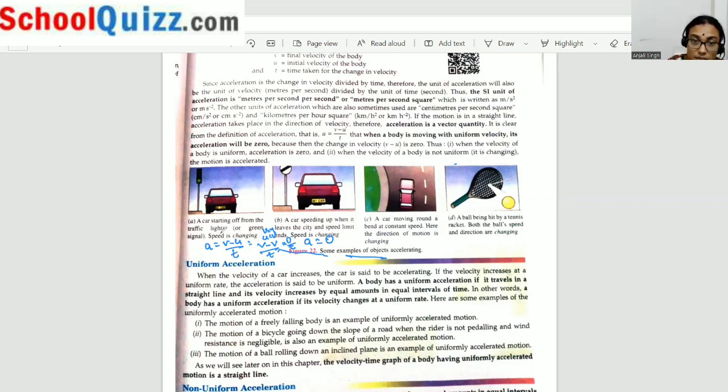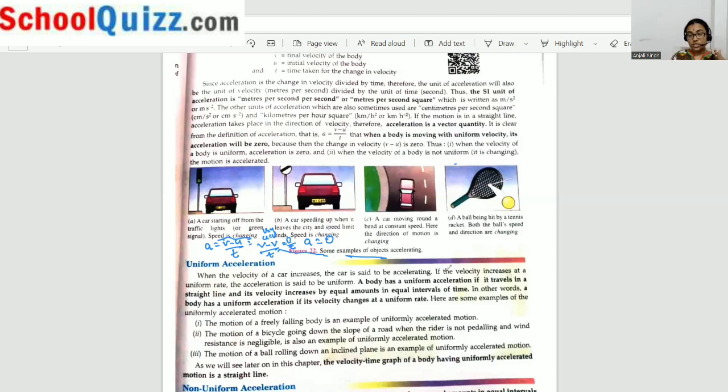Here are some examples. A car starting off from the traffic light or the green signal. So definitely the speed is changing in this case. In the case of badminton also, you can see a ball being hit by a racket. Both the ball's speed and its direction are changing. Yes, it deals with direction also.